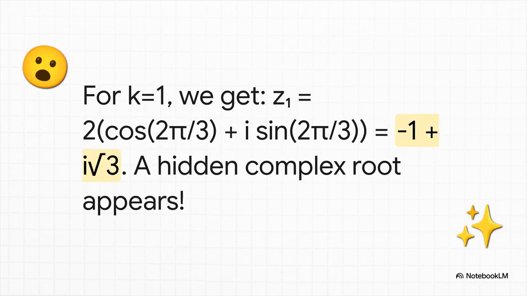But now, let's set k equal to 1. The length is still 2, but the angle is now 2 pi divided by 3, or 120 degrees. And when we run the numbers, bam, a brand new hidden complex root just appears out of the math. -1 plus i times the square root of 3.